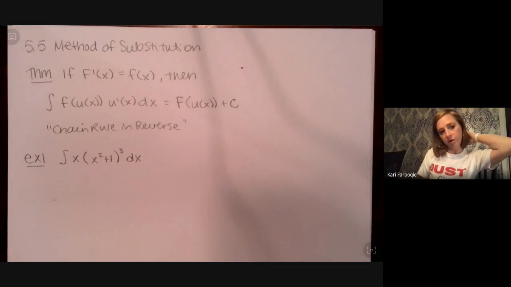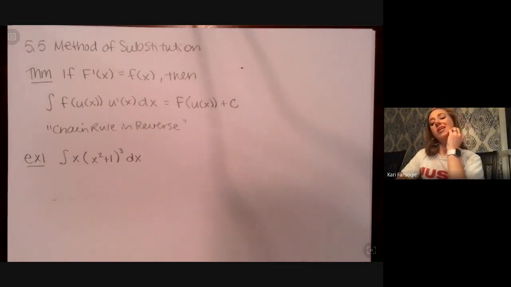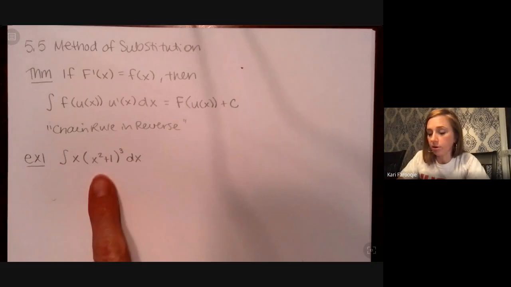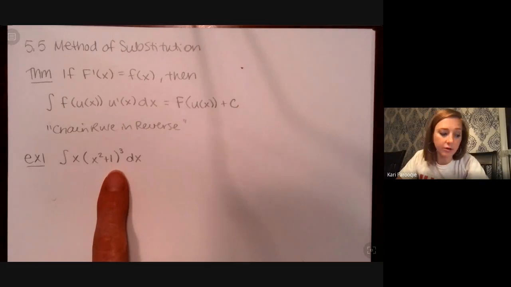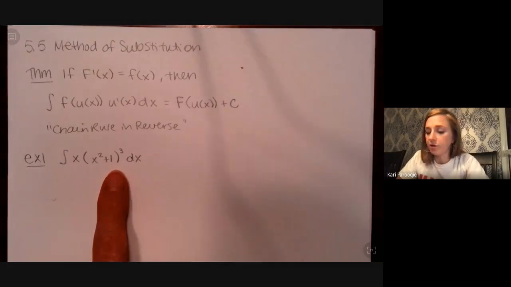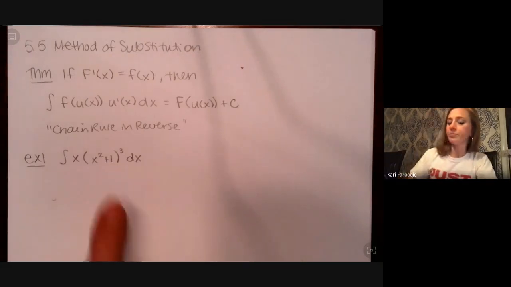Okay. So our first example is the integral of x times the quantity x squared plus 1 cubed dx. Now, technically, you could go through here. You could cube x squared plus 1 and then multiply it by x, and then you could use the power rule. But that would be a lot of work. So you're going to use the method of substitution here in order to find this integral much more quickly.